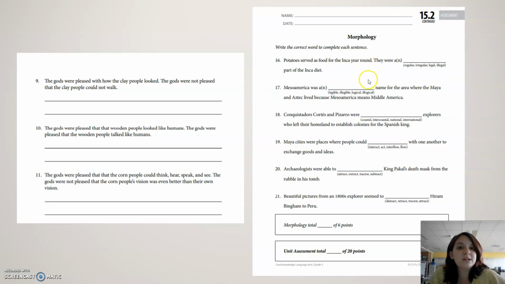And the next part of your assessment is morphology. So this is where you're going to identify the correct word that belongs in each section to make the sentence make sense. And the words are going to be provided for you on your assessment. These will be multiple choice, so be sure to read it that way.